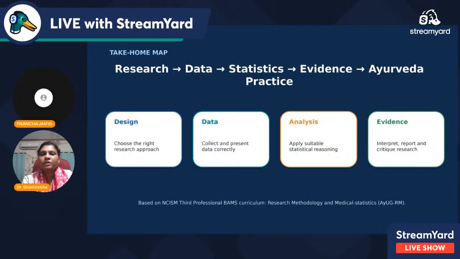So these things I have explained to you already. Research, data, statistics, evidence, Ayurveda practice. This is how we can come up with better research. I think I have covered most of the points here.